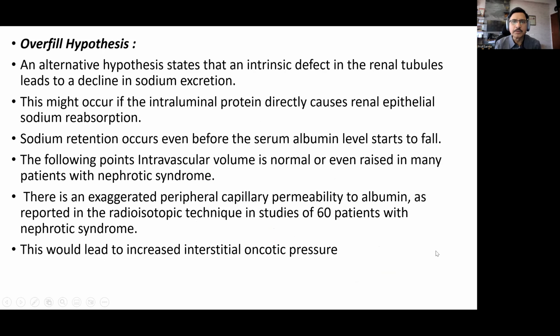Next, overfill hypothesis. In overfill hypothesis, there is an intrinsic defect in renal tubules which causes a decline in sodium excretion. Generally, sodium retention starts even before serum albumin tends to fall, and there is an exaggerated peripheral capillary permeability to albumin. It is reported in radioisotopic technique studies in about 60% of patients with nephrotic syndrome, sir. And there is an increase in the interstitial oncotic pressures.